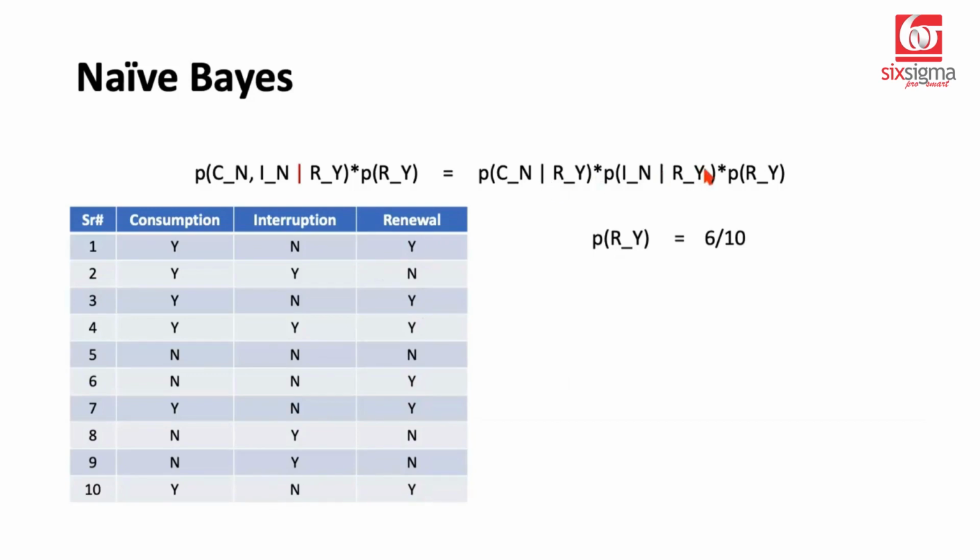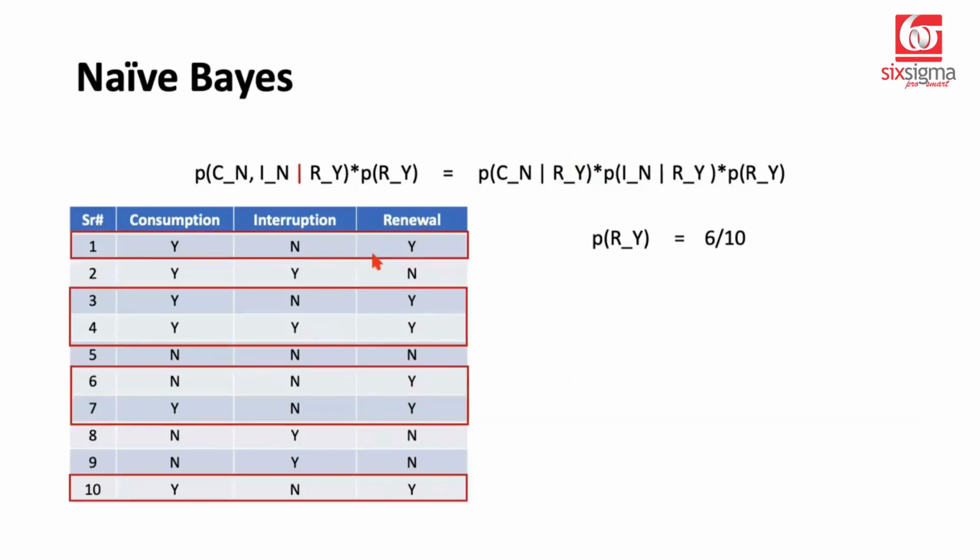Now, if you look at these two pieces here, both of them only consider the event of renewal being yes. So do we need to look at the overall data? No. From a conditional probability logic perspective, we just need to filter this data for the renewal being yes, which means we only need to consider these rows which are captured in these boxes.